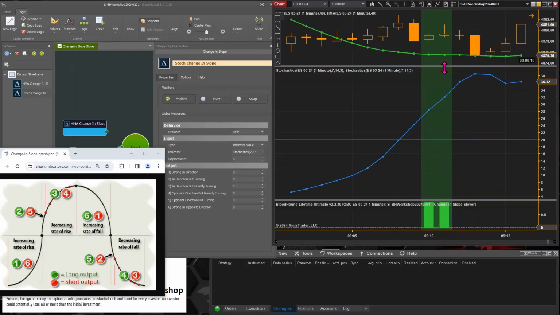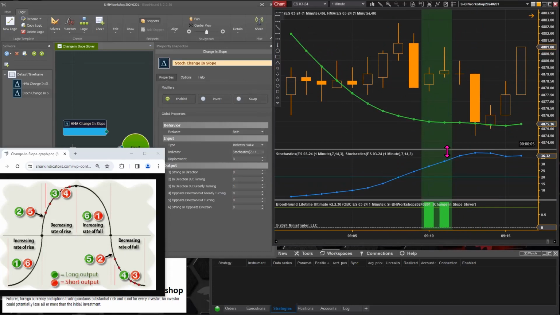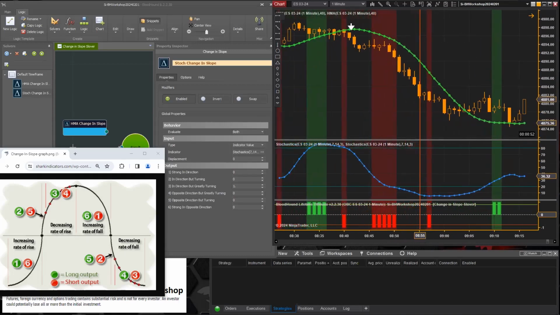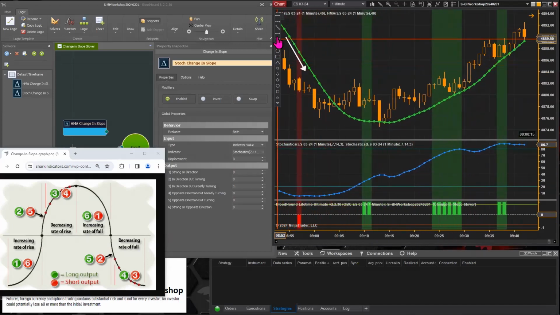One thing to note, the change in slope isn't telling you what the slope is, and it's not measuring the slope. That is more of what the slope solver does. So if you just want to know whether your indicator is sloping down or sloping up, then you'd want to use the slope solver. And if you want to identify a certain steepness to the slope, like maybe right here where it gets really steep, a minimum slope down or a minimum slope up, there you go, two good spots. If you want to find this minimum slope, that's what the slope solver is for.